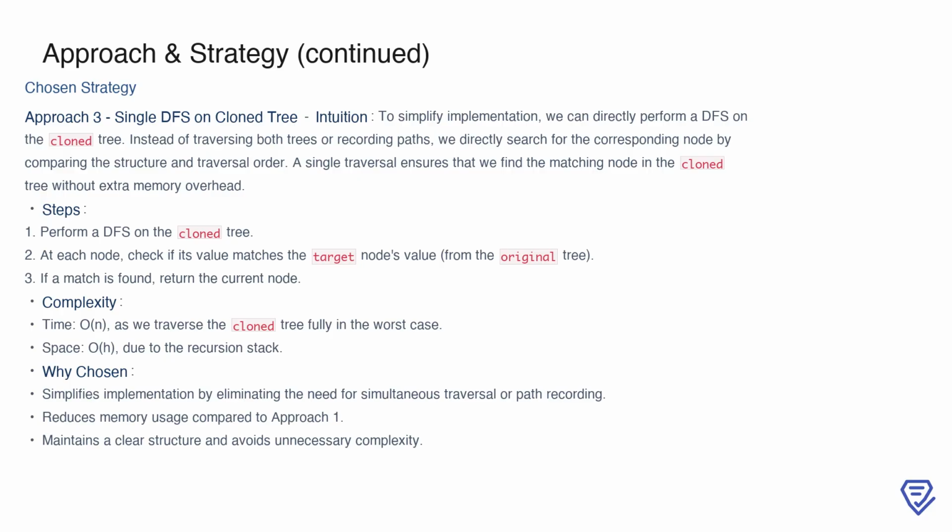The time complexity remains O(n), as we may need to traverse the entire clone tree in the worst case. Similarly, the space complexity is O(h), due to the recursion stack for DFS. This approach strikes a balance between simplicity and efficiency, making it a practical choice for solving the problem.